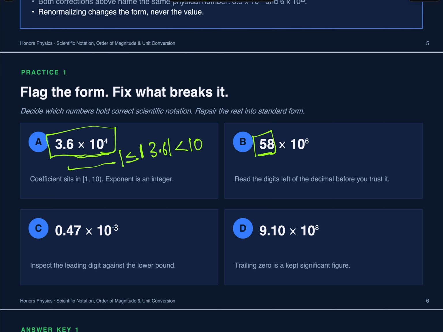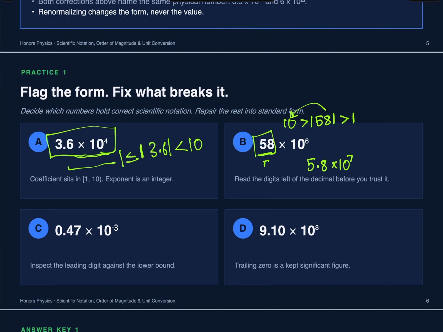This one, we know that the same rule doesn't hold. This is wrong, because the absolute value of 58 needs to be greater than or equal to 1, but less than 10. This isn't less than 10. It's wasting a digit. So I would probably do 5.8 times 10 to the 7.